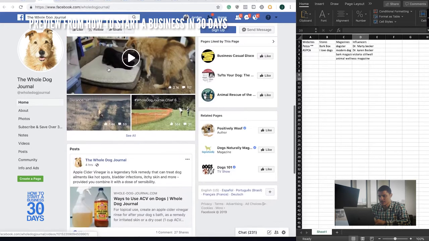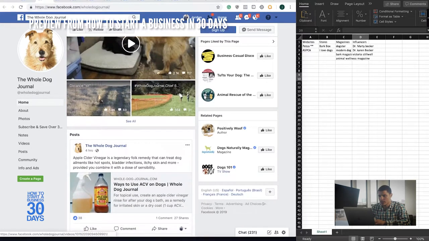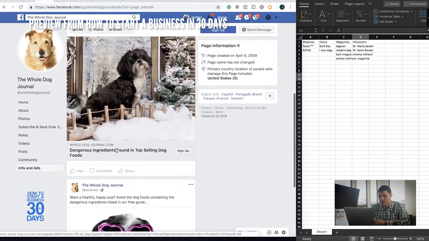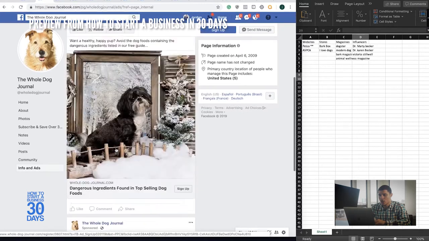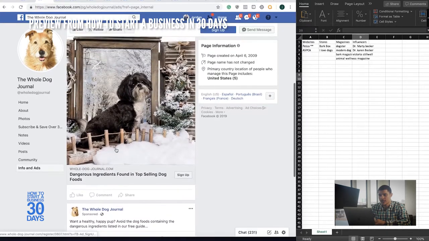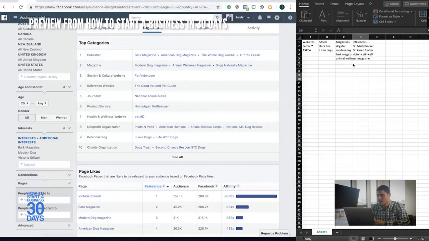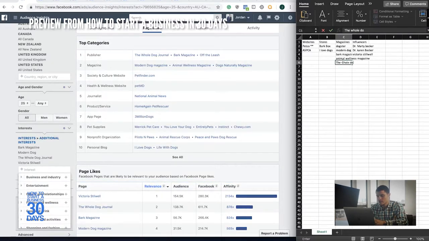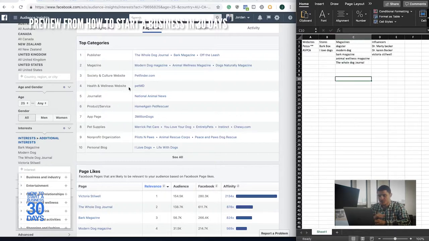Look at this stuff. 564 likes, 2,100 likes. See how they're running ads. They are running ads. And that's the thing, they're running ads on blogs. So if people are reading these and they're getting a lot of good feedback, that's because they're trying to get people to sign up for their blog. So let's put it in and see if we have that. The Whole Dog Journal. See how we got some good stuff here? So let's look here. Society Pet Finder. Let's do Pet Finder.